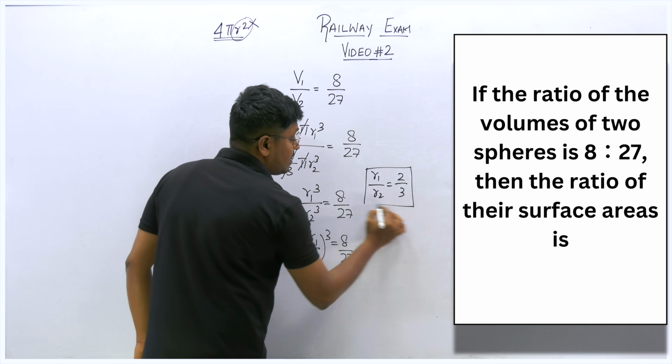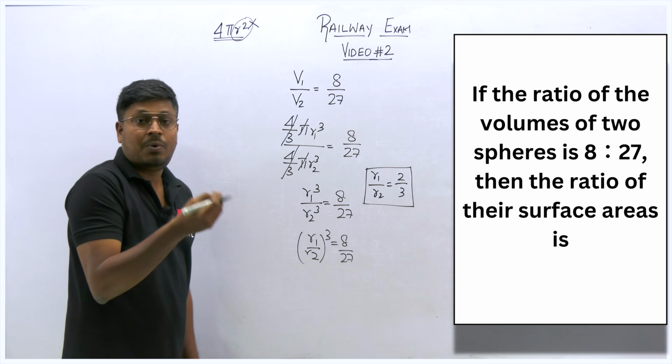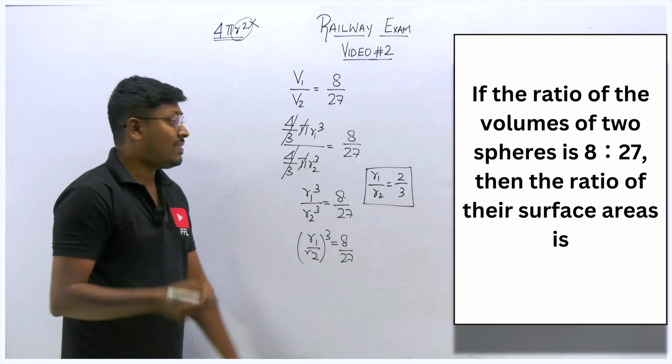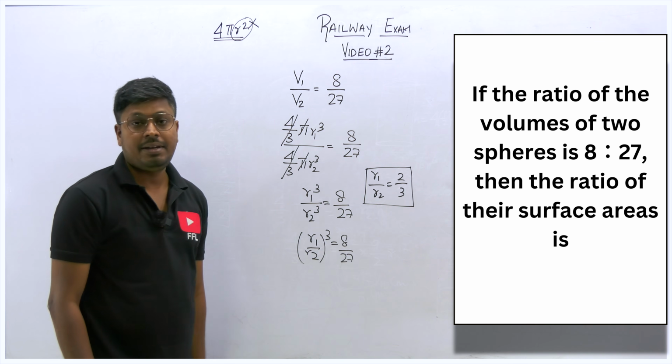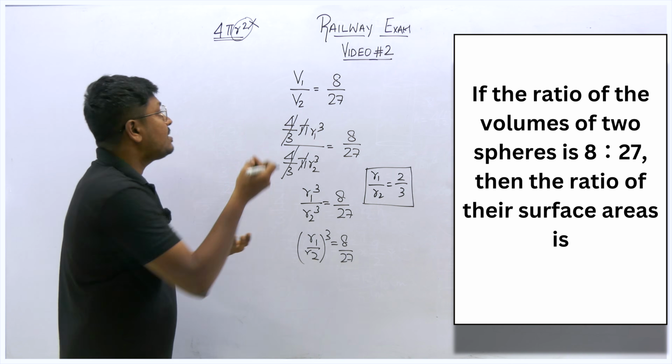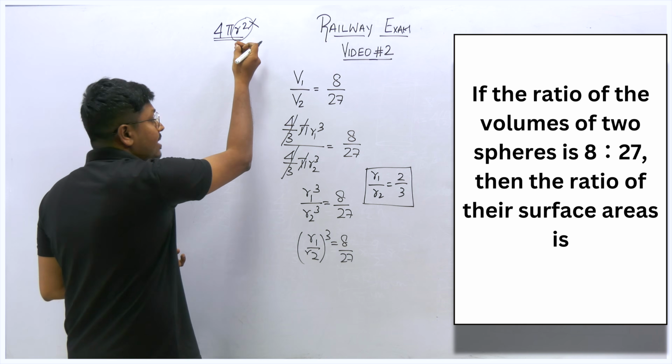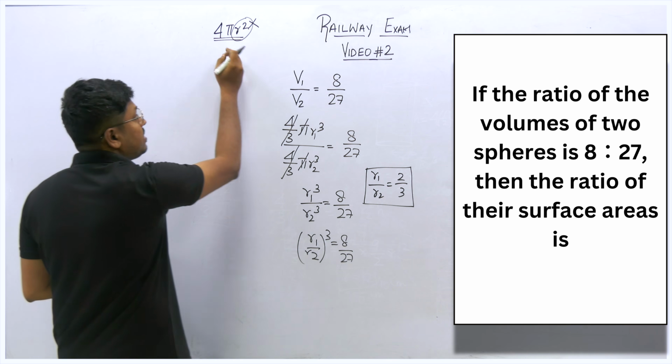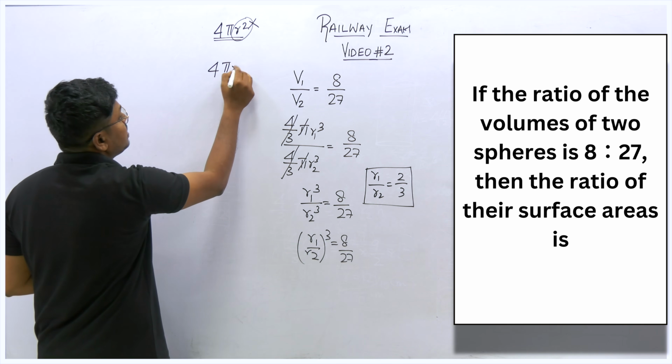Now by using the given volume ratio, we found the radius: the radius of the first sphere is 2 and the radius of the second sphere is 3. Once we find the radius, finding the surface area is easy. For the surface area of both spheres, the first surface area will be 4 pi r squared.